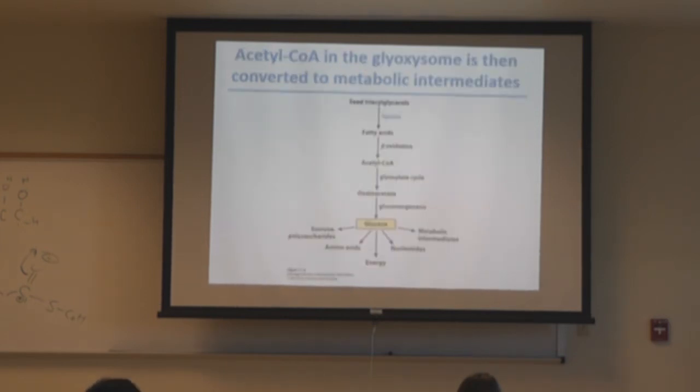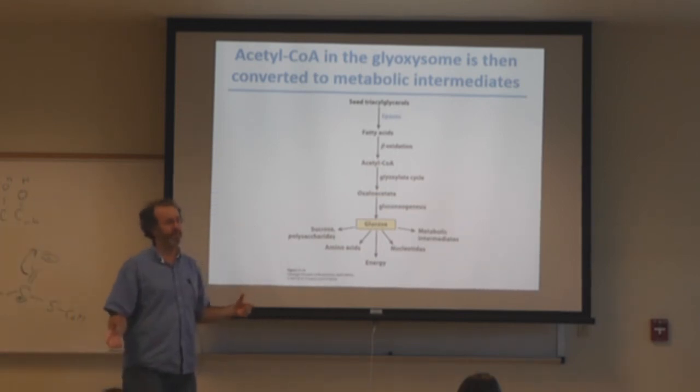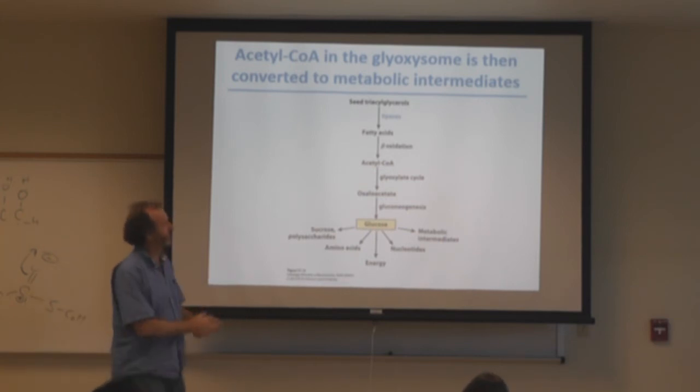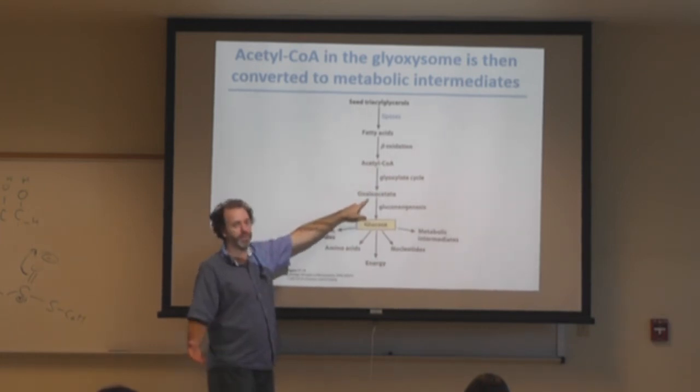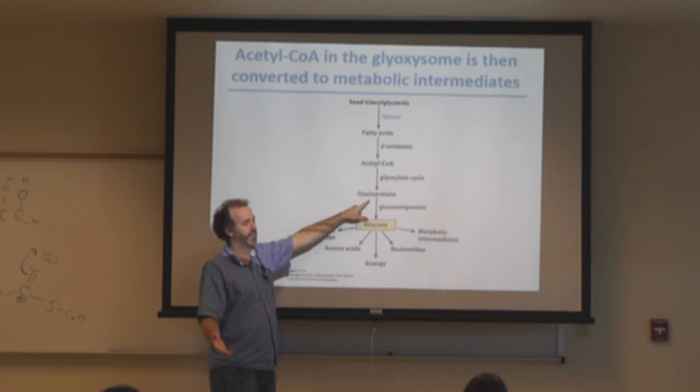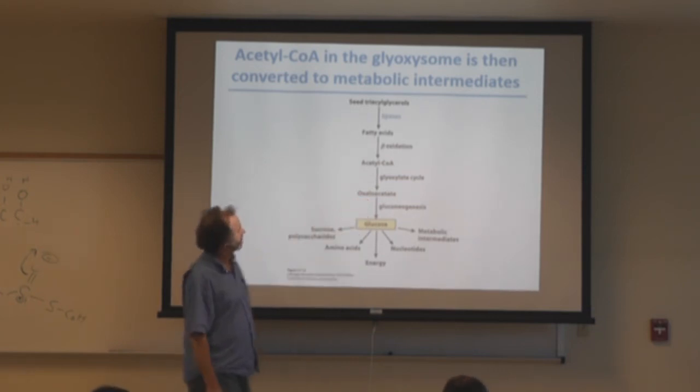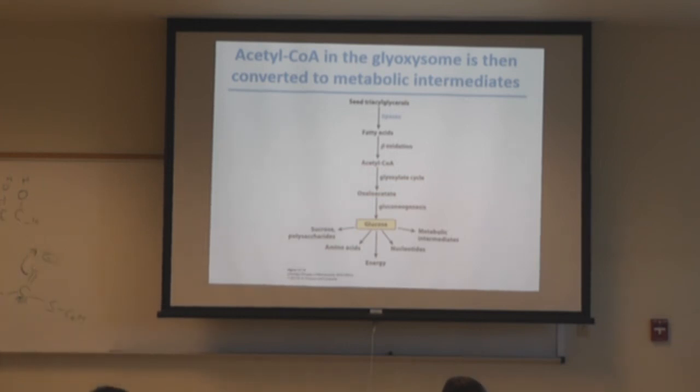So the acetyl-CoA in the glyoxysome is then converted to a metabolic intermediate. Remember, plants and bacteria can take fats such as acetyl-CoA and convert it to compounds that can be converted to sugar. So plants can convert fats to sugar, and so can bacteria, but not mammals or other animals like us. So this is just fats. I mean, just plants, right?